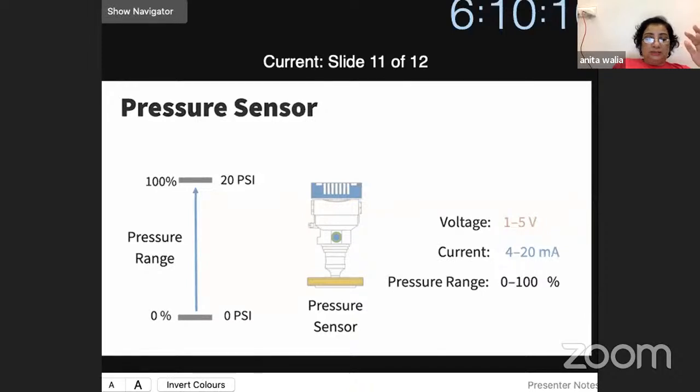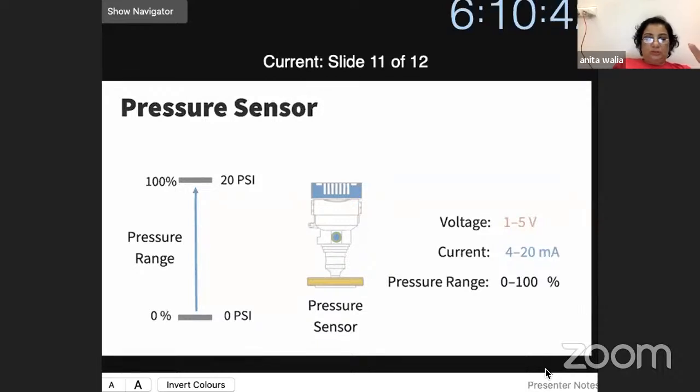For example, a sensor is designed to give an output of 4 milliamps when it has 0 pressure, and 20 milliamps when it has 100 pressure. As I told you already, the milliamps can be between 4 to 20. So the pressure range can be measured between 0 to 100: 0 is 4 milliamps current, and 100 is 20 milliamps. The same applies for the voltage output also, like 0 is 1 volt and 100 is 5 volts.